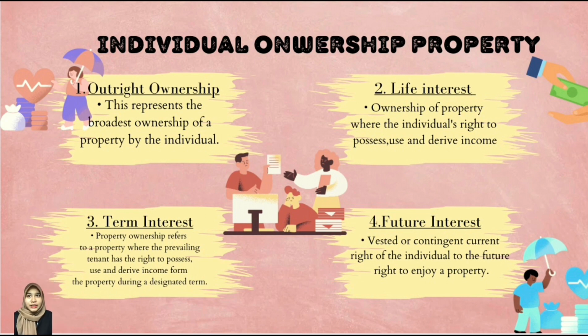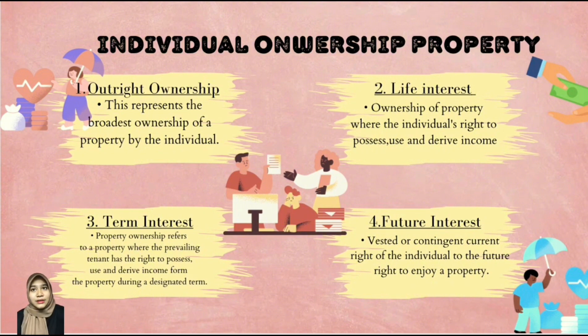First, outright ownership. The broadest ownership of the property by an individual. Hold unlimited interest in the property and has all the rights associated with the property. Next, property right and the right of transfer to another at any time the property, title, benefit or the debt.